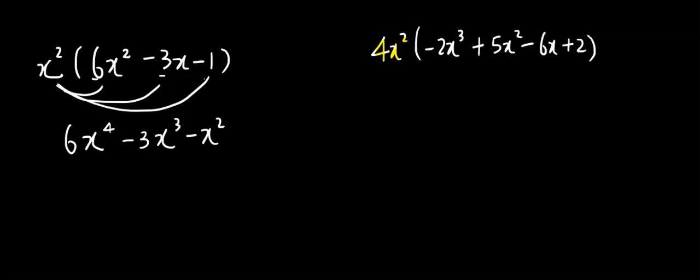The second one, we have 4 terms inside this parenthesis. We're still going to use distributive. First one, 4 times negative 2. 4 times negative 2, that's negative 8. And keep the base, we're going to add the exponent, that is 5. Alright, next one, 4 times 5, that is 20.